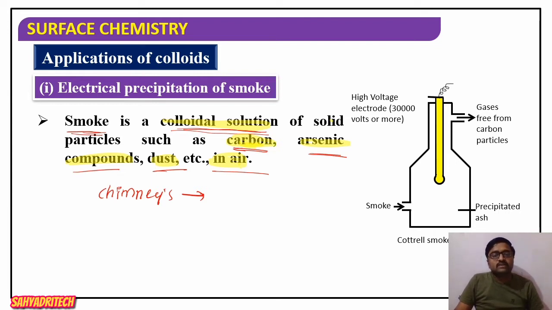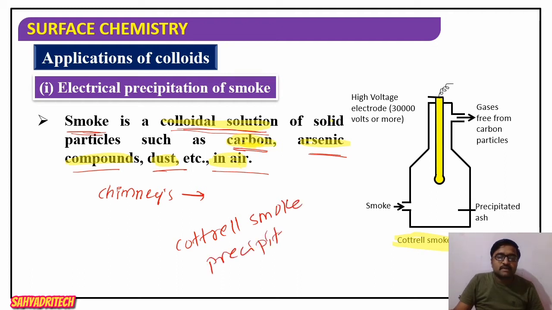The gases coming out of the chimneys, before passing out of the chimney, are allowed to pass through a specially designed device. It is called the Cottrell electrical precipitator, or Cottrell smoke precipitator.